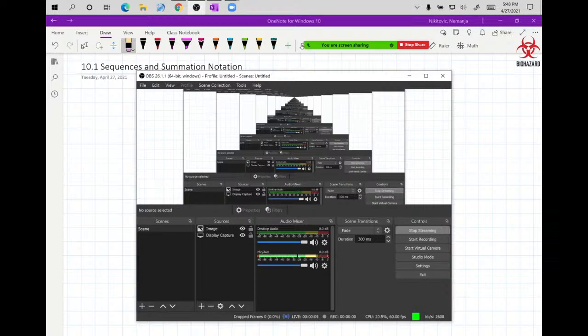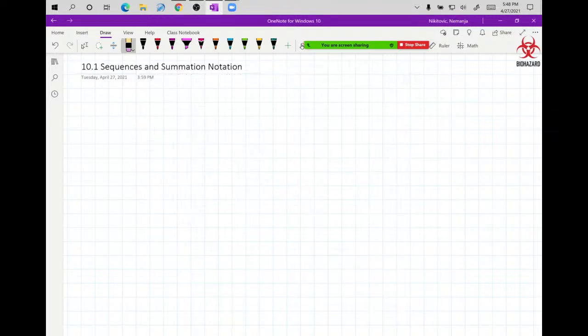Hello and welcome back to Pre-Calculus. We're going to take a look at some concepts from Chapter 10 regarding sequences and series and summation notation. The first section is talking about sequences and summation notation. So let's take a look.